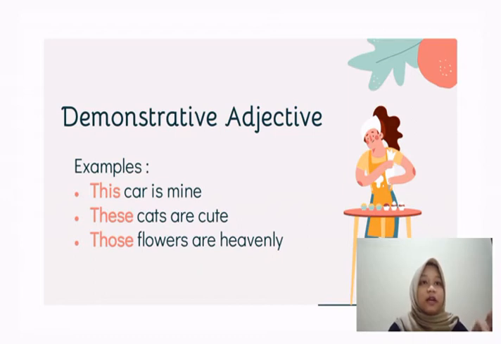And here we have examples of a demonstrative adjective. Here we have, this car is mine. And the word this refers to a singular noun close to the speaker. And the second one is, these cats are cute. And the word these refers to a plural noun close to the speaker. And the last one is, those flowers are heavenly. And the word those here refers to a plural noun far from the speaker.